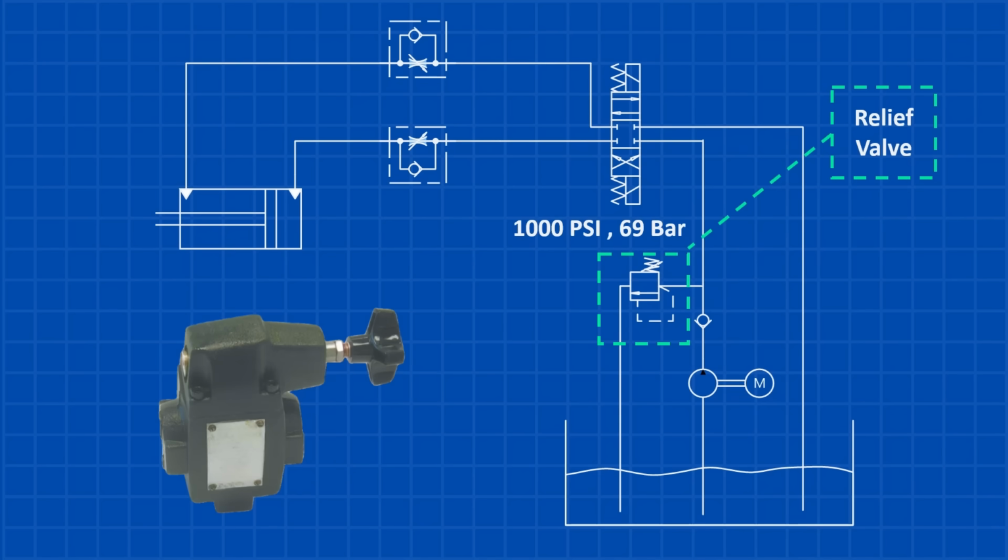Now let's look at the relief valve. In a hydraulic system, a relief valve controls pressure by releasing excess fluid as needed. It opens to allow fluid to return to the tank and keeps the system pressure at a preset value. In this example, we have set the relief valve to 1000 psi, or 69 bar.